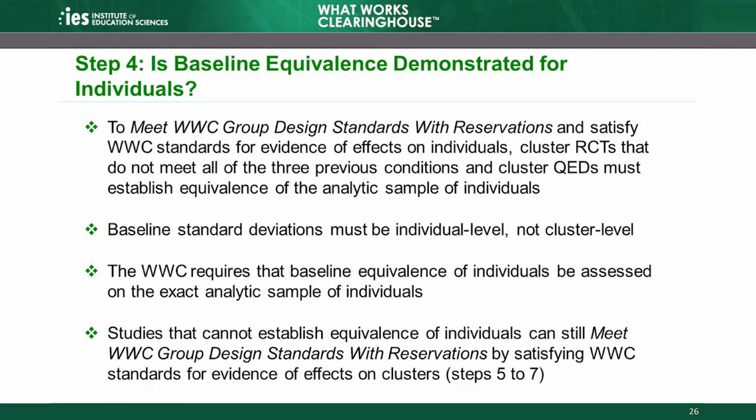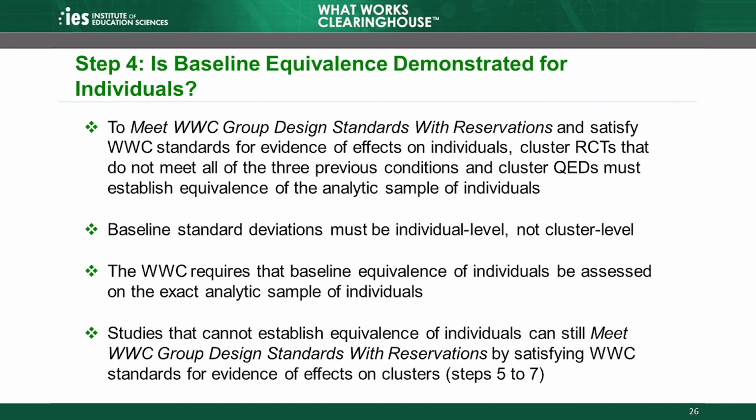If a cluster RCT has a low rate of individual non-response and meets the previous 2 requirements, then the study is eligible to meet WWC Group Design Standards without reservations. It is possible that a cluster RCT will not meet one of the 3 requirements necessary to earn the highest rating. If a cluster RCT fails to meet one of the conditions discussed in steps 1 through 3, then the study must establish equivalence of the analytic sample of individuals in order to meet WWC Group Design Standards with reservations and satisfy WWC standards for evidence of effects on individuals.